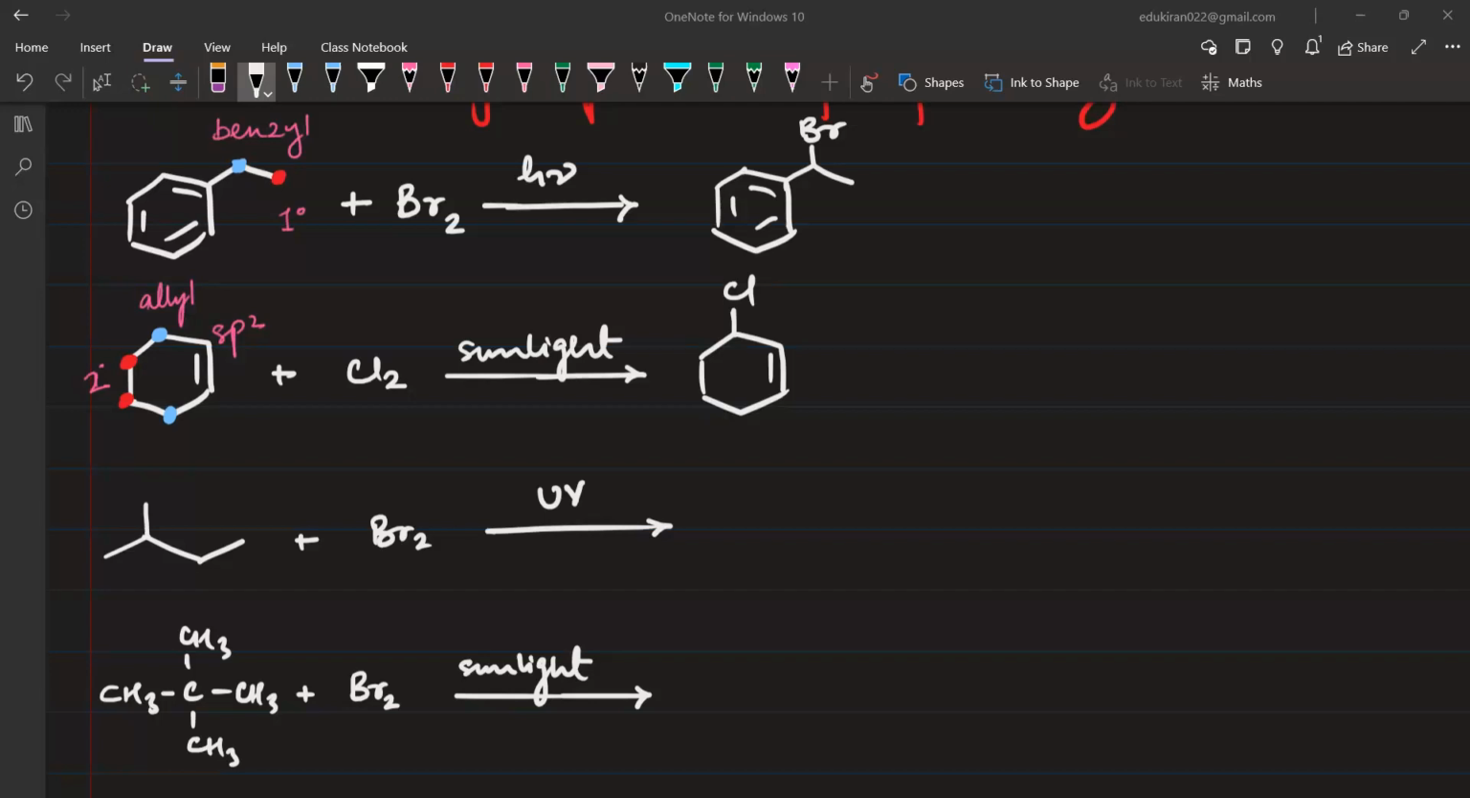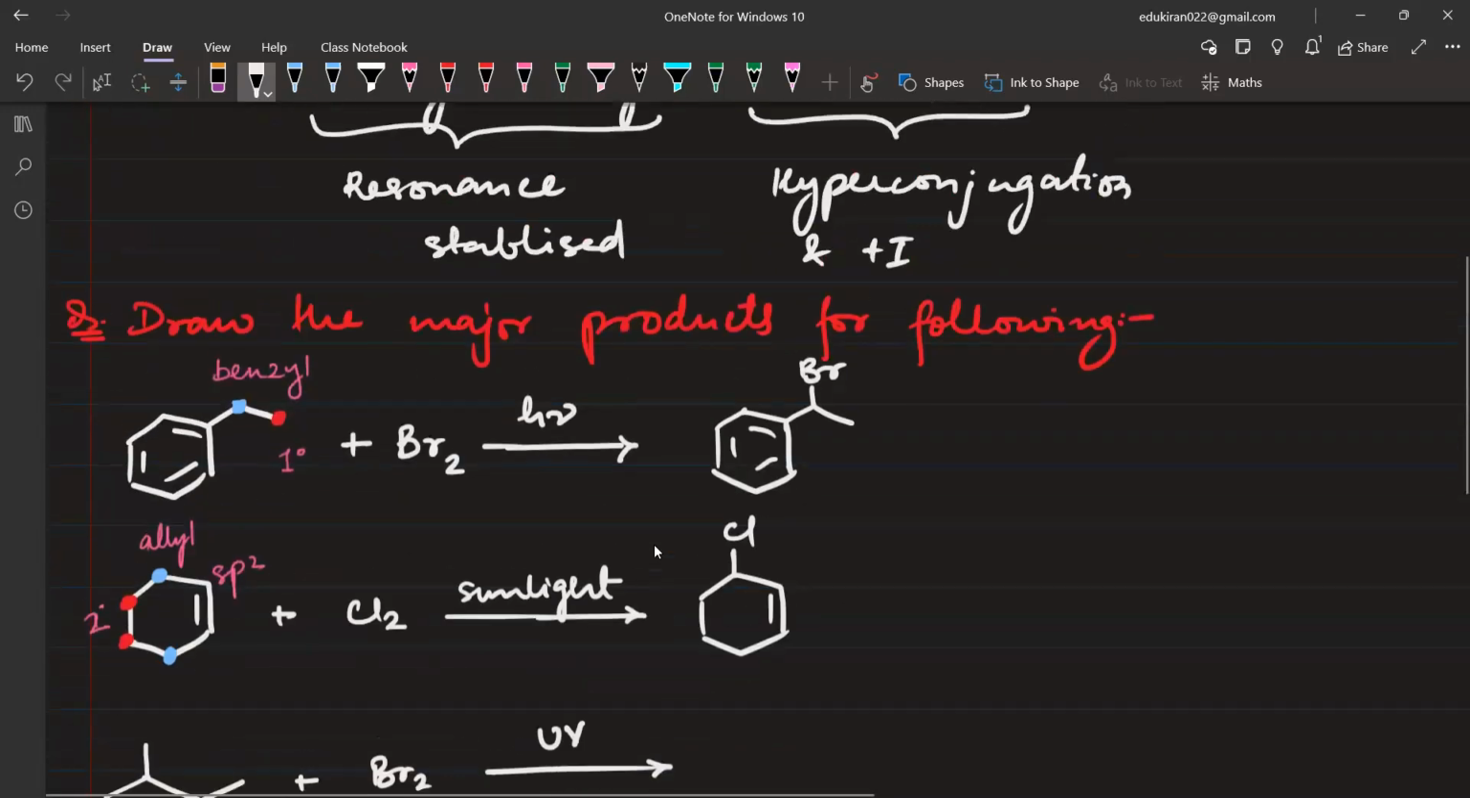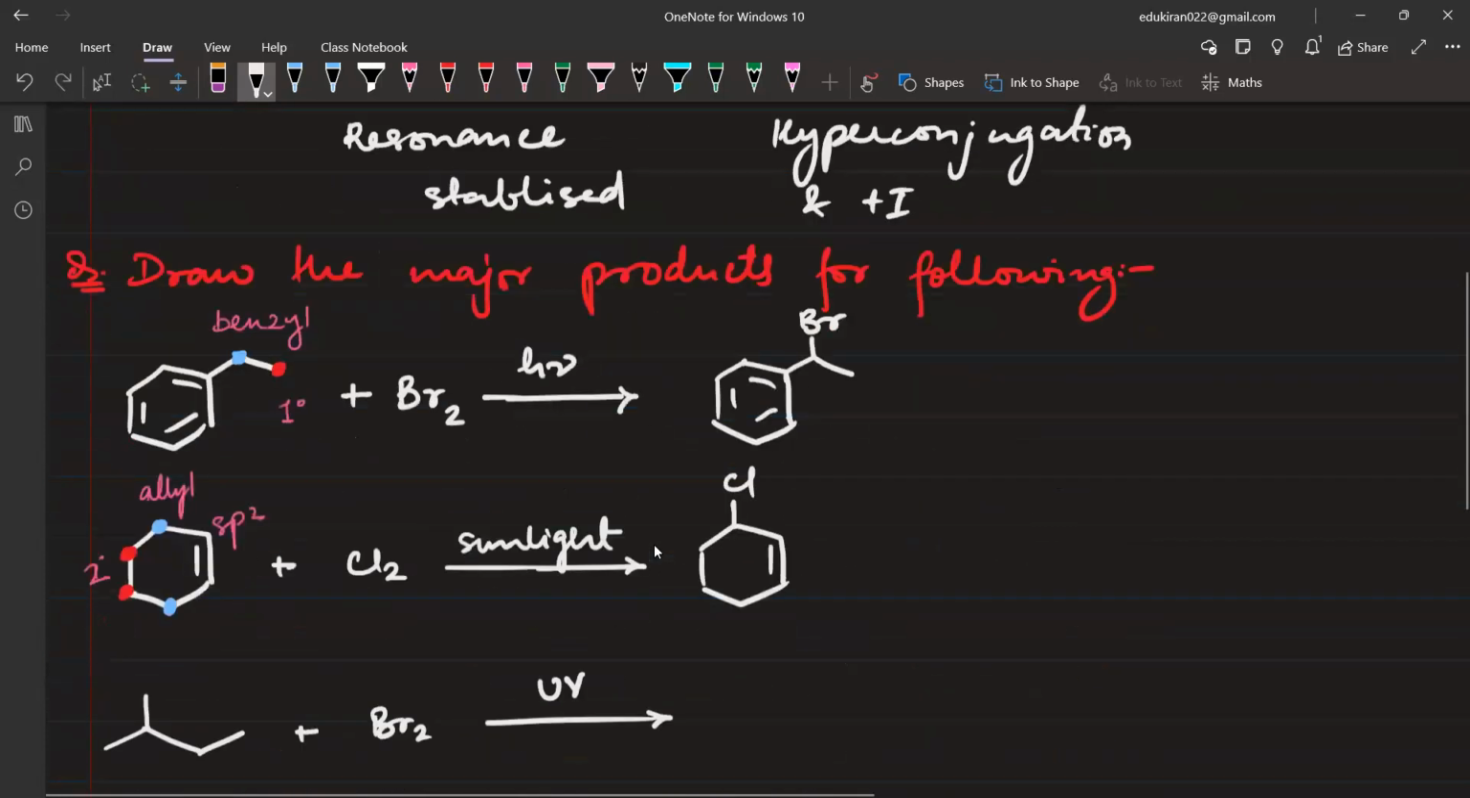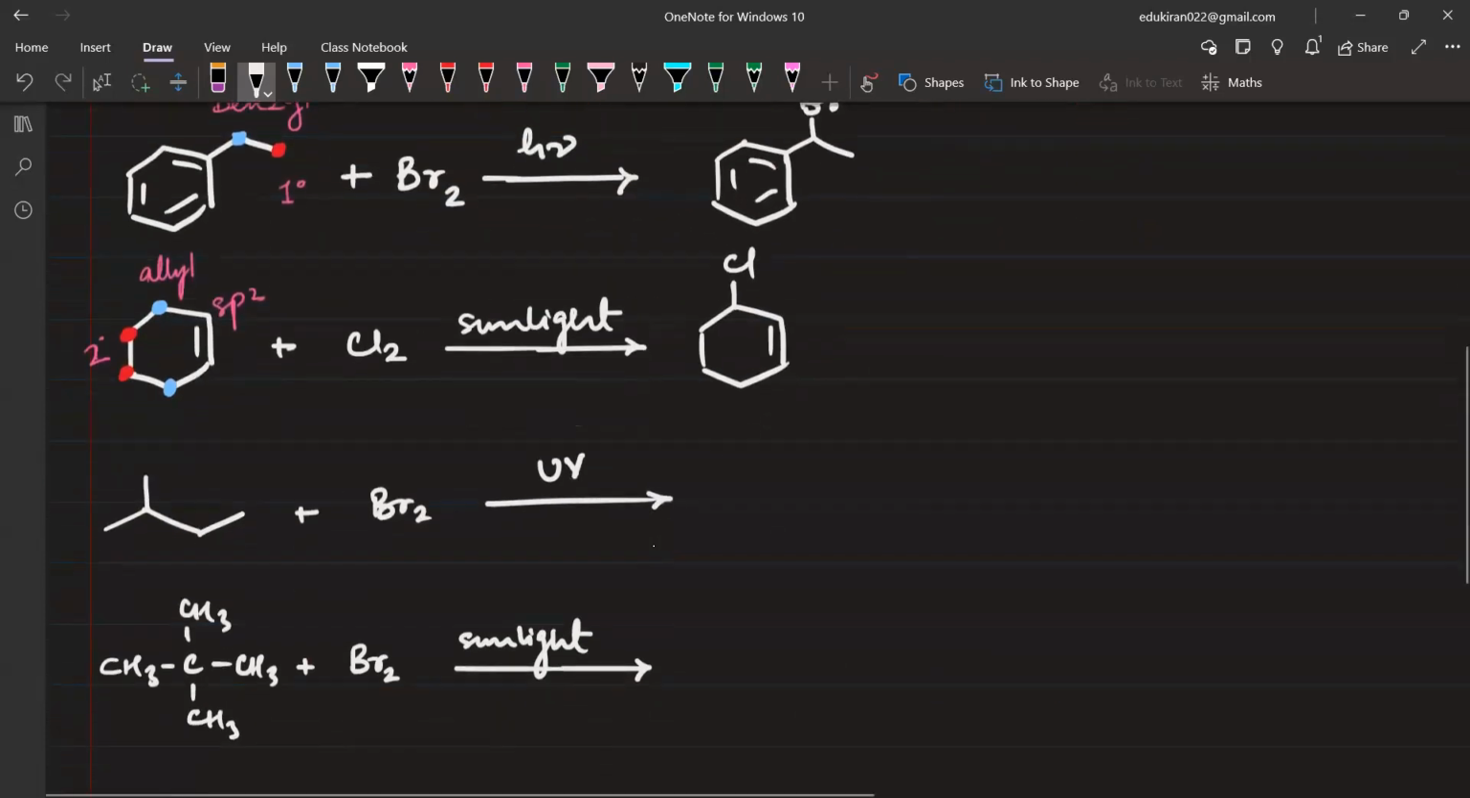Send your answers on my WhatsApp, okay? You have to give the major product only. For major product, you have to identify the degree of carbon atom. You have to 1 degree, 2 degree, 3 degree identify karke for the third question and the fourth question, okay? Three more minutes, guys.